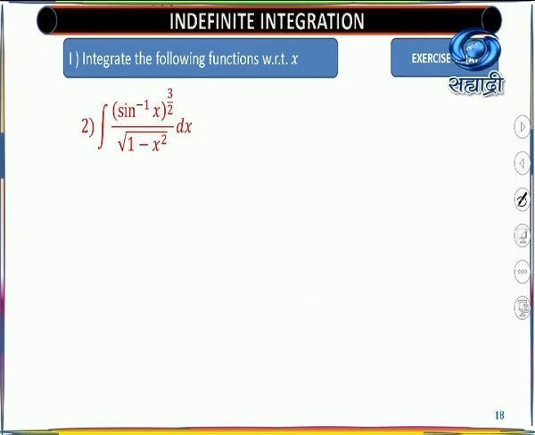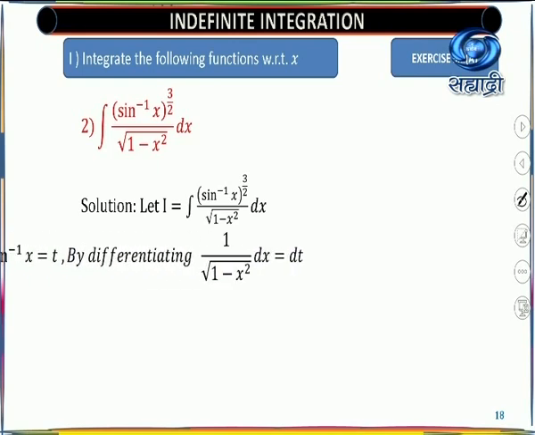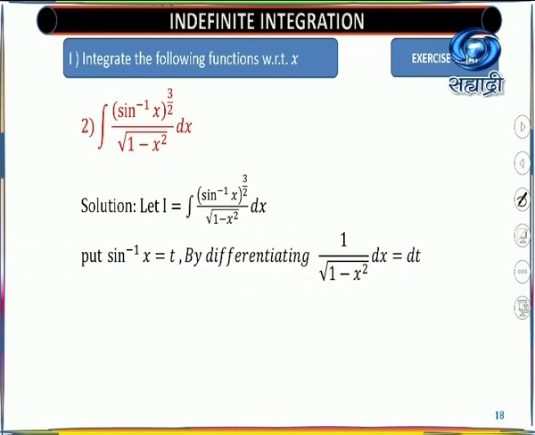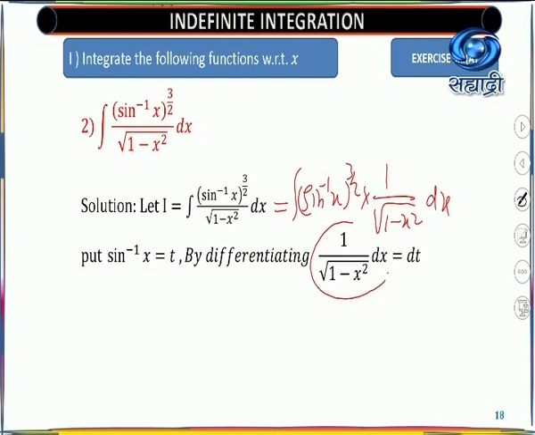We'll start with our integral. What is our integral? I equal to the integral of sin inverse x raised to 3 by 2 upon root of 1 minus x square dx. I will write this properly. The proper writing is sin inverse of x raised to 3 by 2 into 1 upon root of 1 minus x square dx. Then it is easy to substitute. Substitute sin inverse x equal to t. By differentiating, we get 1 upon root of 1 minus x square dx equal to dt.